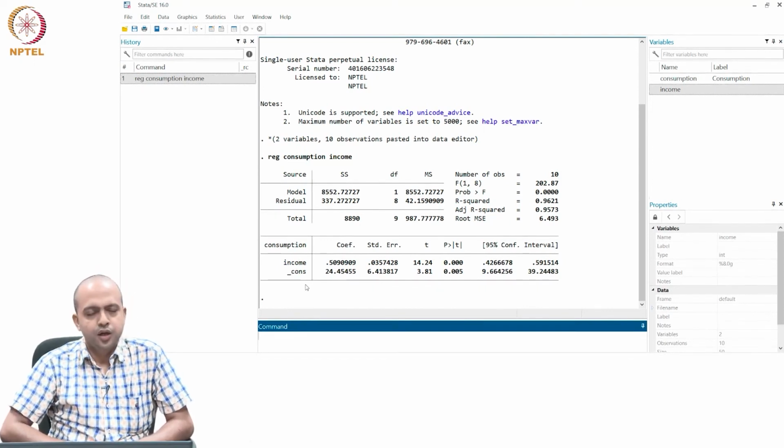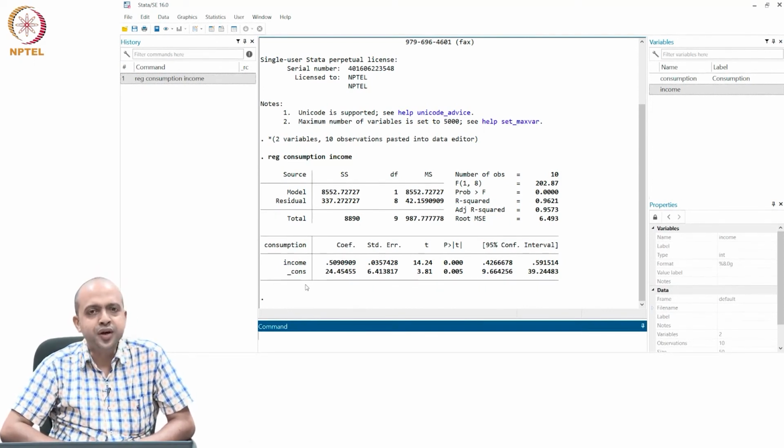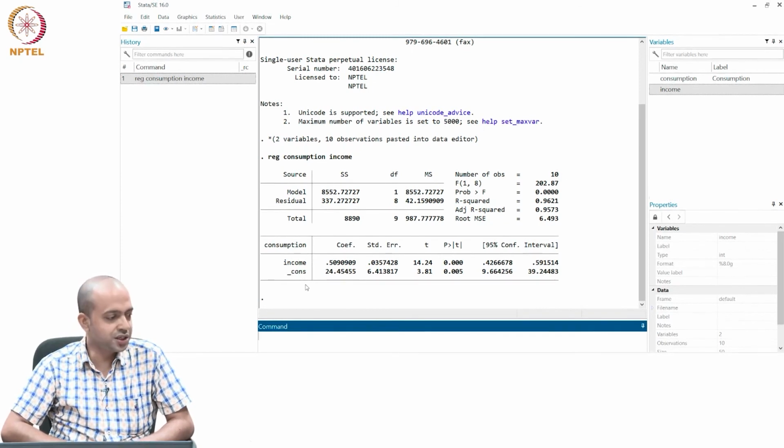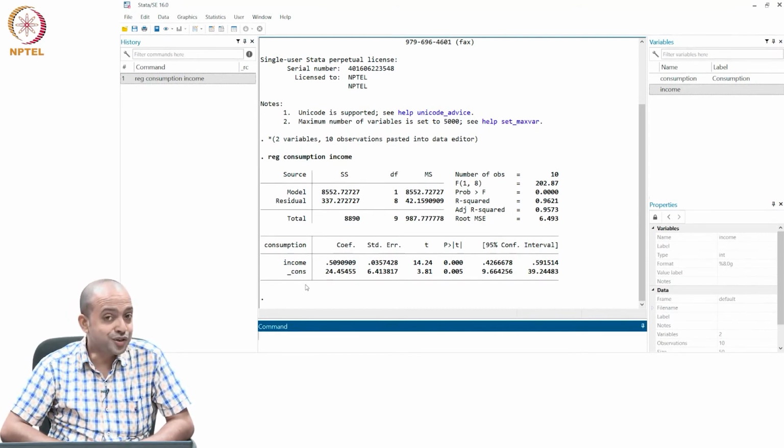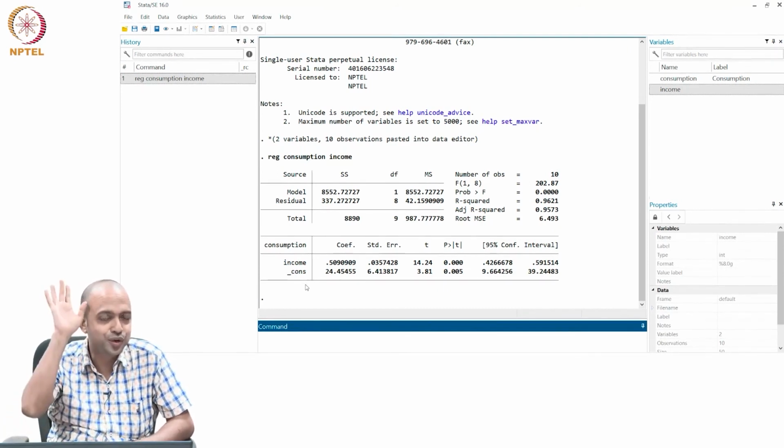Fine. Now, the question is, how do you interpret this coefficient? As I told you, the interpretation of this beta hat is very simple. It says for a unit change in income, when income changes by 1 unit, your consumption changes by 0.5090 unit on an average. Again I am telling you, this "on an average" is very important, because this interpretation is valid only for the average individual.